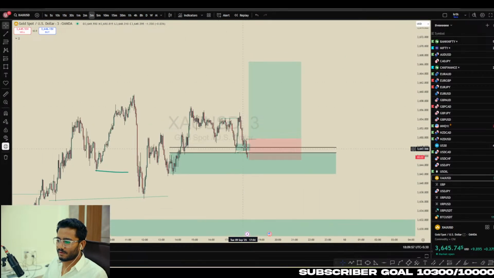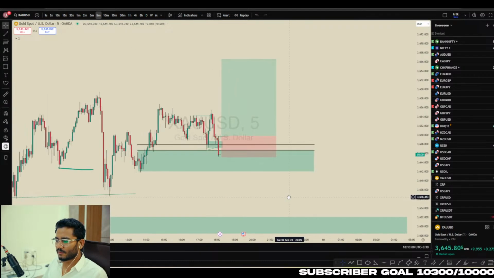I'm not looking for sell. I'm just waiting for price to sweep the liquidity from this low. And if it breaks this candle, then I'll put our stop loss below this low and then look for buy side.